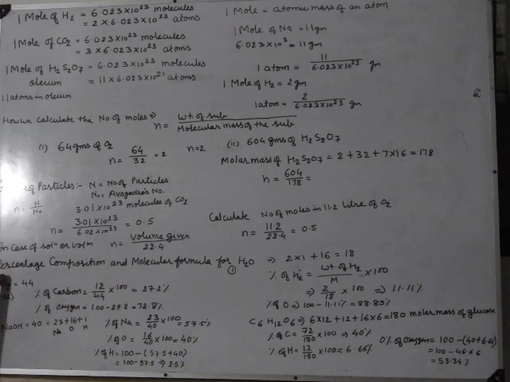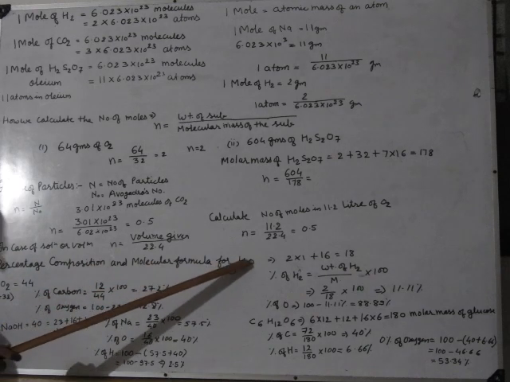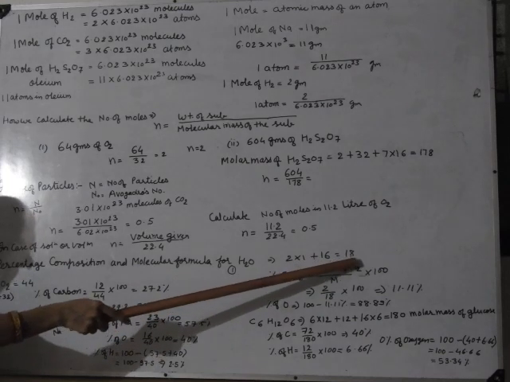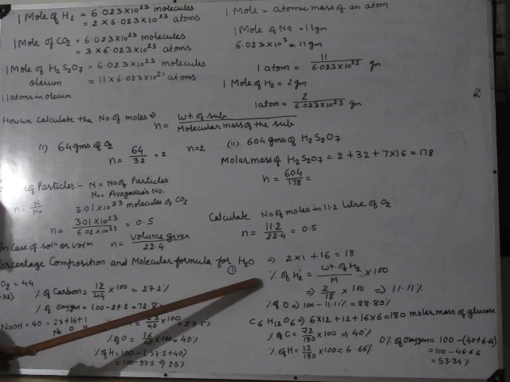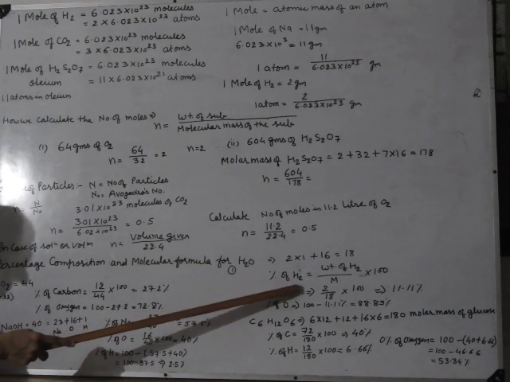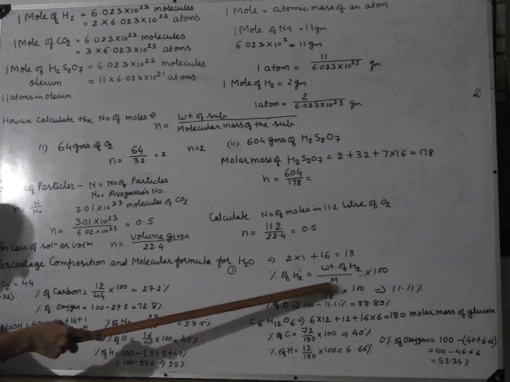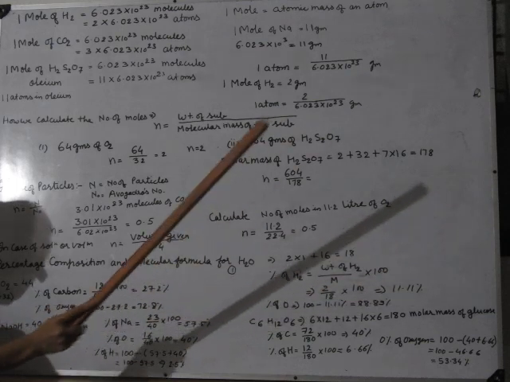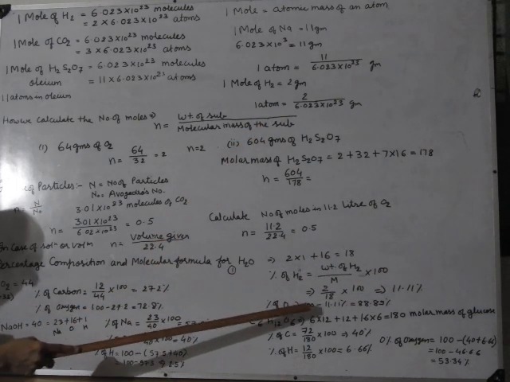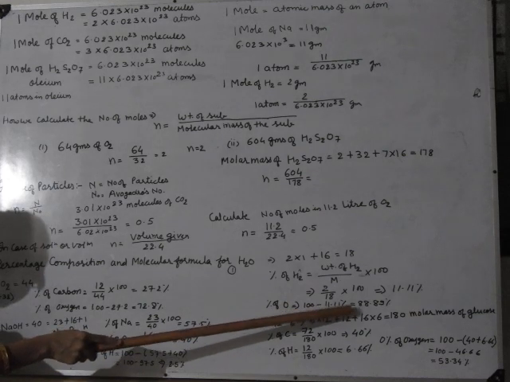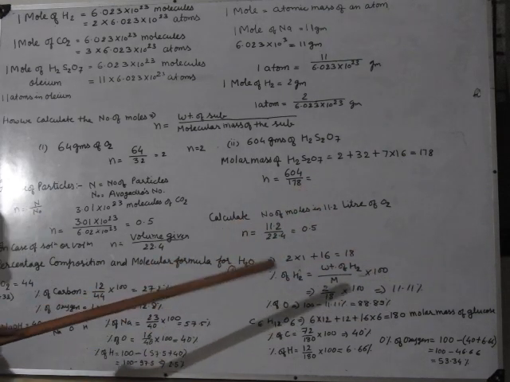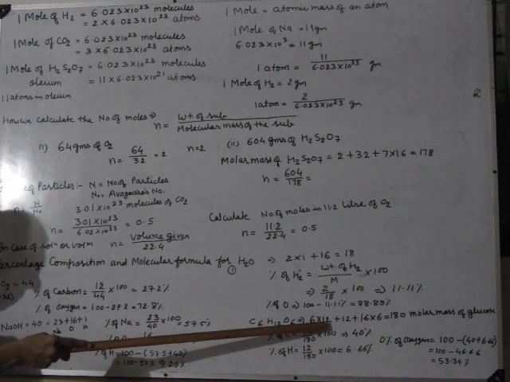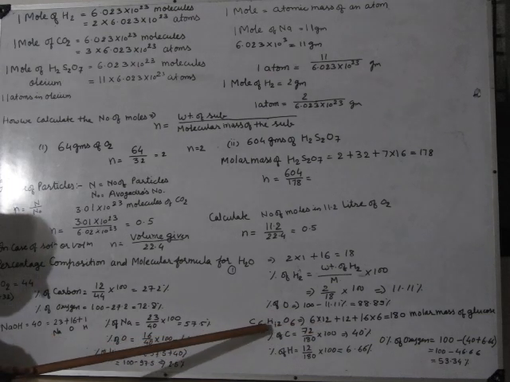In this way we can calculate percentage composition and molecular formula. For H2O, H2 having 2 into 1 plus 16, 18 gram is the molecular mass of water. Percentage कैसे निकालेंगे? Percentage of H2 मानेंगे: weight of H2 divided by molar mass into 100. तो 2 upon 18 into 100, 11.11%. Percentage of oxygen remaining, 100 में से 11.11% माइनस कर देंगे तो 88.89% हो जाएगा.